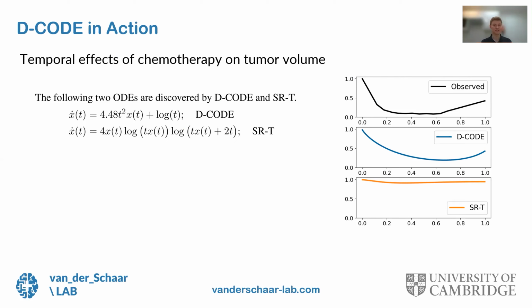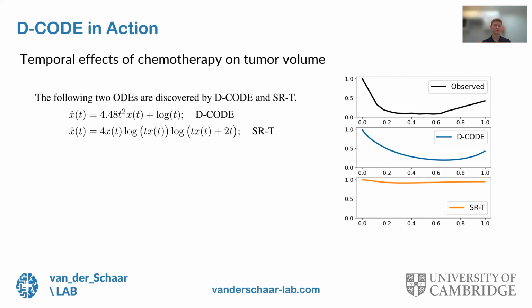We used a data set based on 8 clinical trials on cancer patients. It contains the trajectories of tumor volumes measured over a year in patients undergoing chemotherapy. And we tested both DeCODE and the two-step symbolic regression, denoted by SRT here. And we can see that these 2 algorithms give us qualitatively very different solutions.